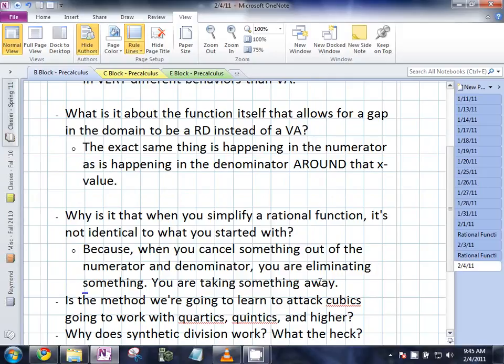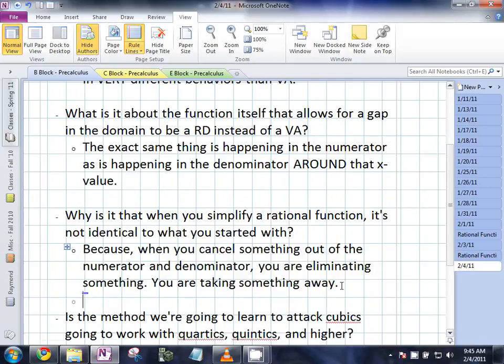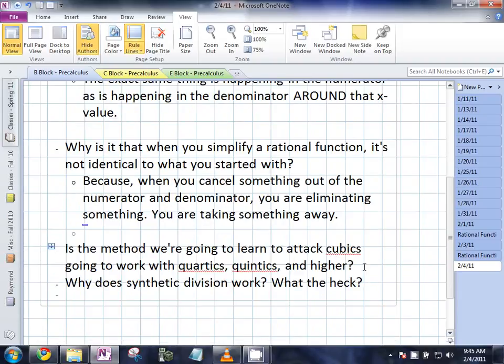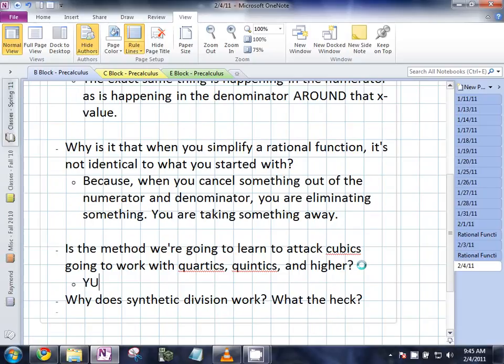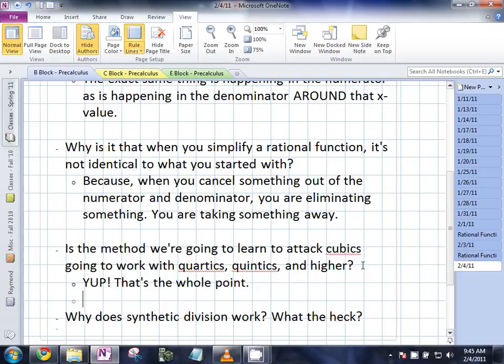Not really, no. Is the method we're going to learn to attack cubics going to work with quartics, quintics, and higher degree polynomials? Yep. That's the whole point. I'm giving you a way to attack any polynomial.